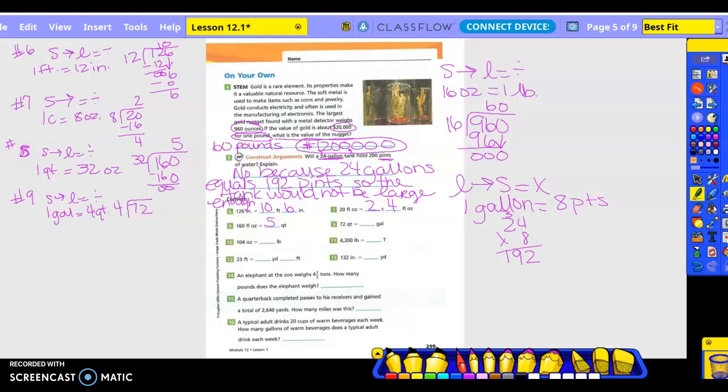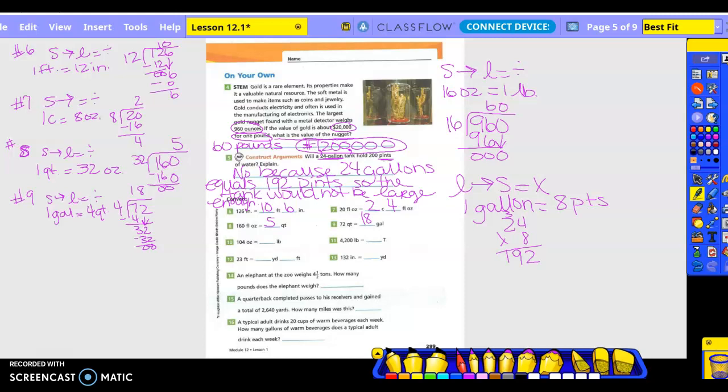How many times does 4 go into 7? 1. 7 minus 4 is 3, bring down the 2. So 32 divided by 4 is 8, minus 32. Nothing left over. So our answer is 18 gallons.